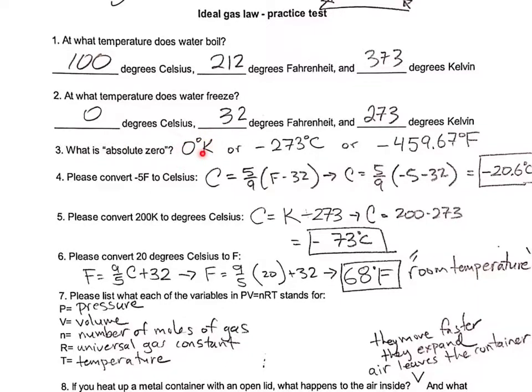So 0 degrees Kelvin, and if we convert that to Celsius, it's this, and if we convert that to Fahrenheit, it would be this. So know that absolute zero is 0 degrees Kelvin, and that is a temperature at which all molecules stop moving. Okay.